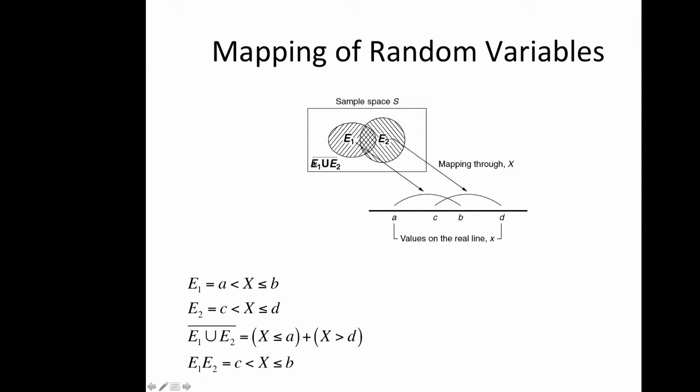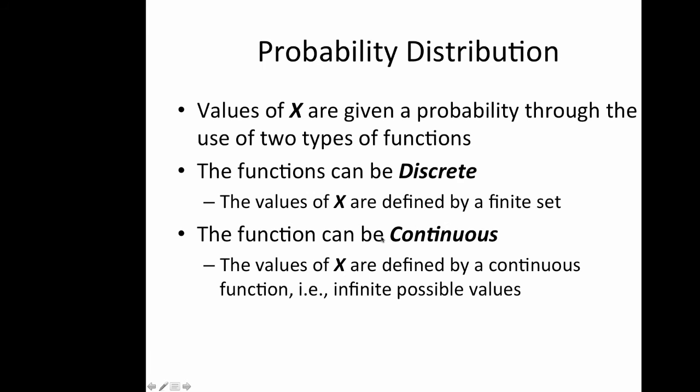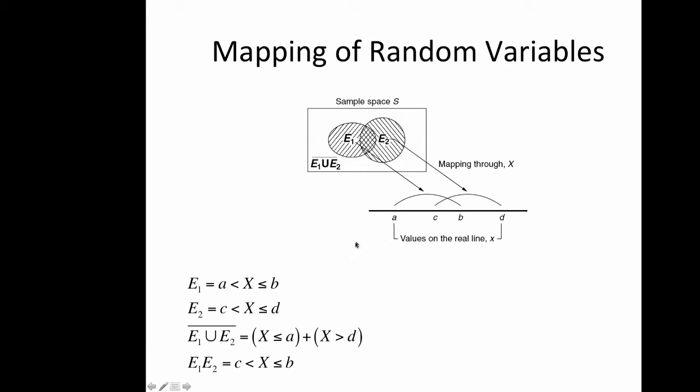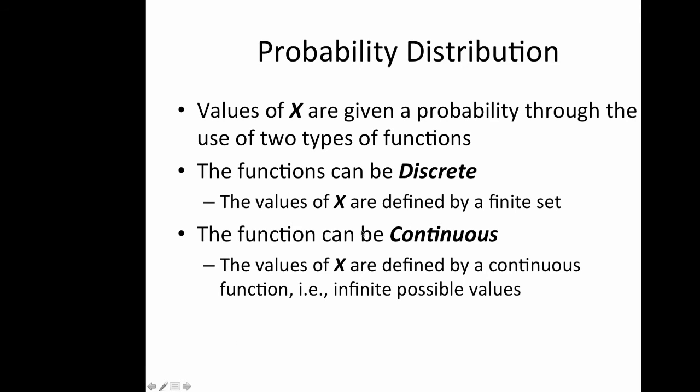Now our complement of our union. Remember our union is the footprint of these two events, and the complement is everything that's not the footprint, so the white area here. So the complement of the union of E1 and E2 is going to be, on our real number line, the random variable X taking on values that are less than or equal to a, in addition to the random variable X taking on values that are greater than d. So that is going to be everything that is below or equal to a, and above d.